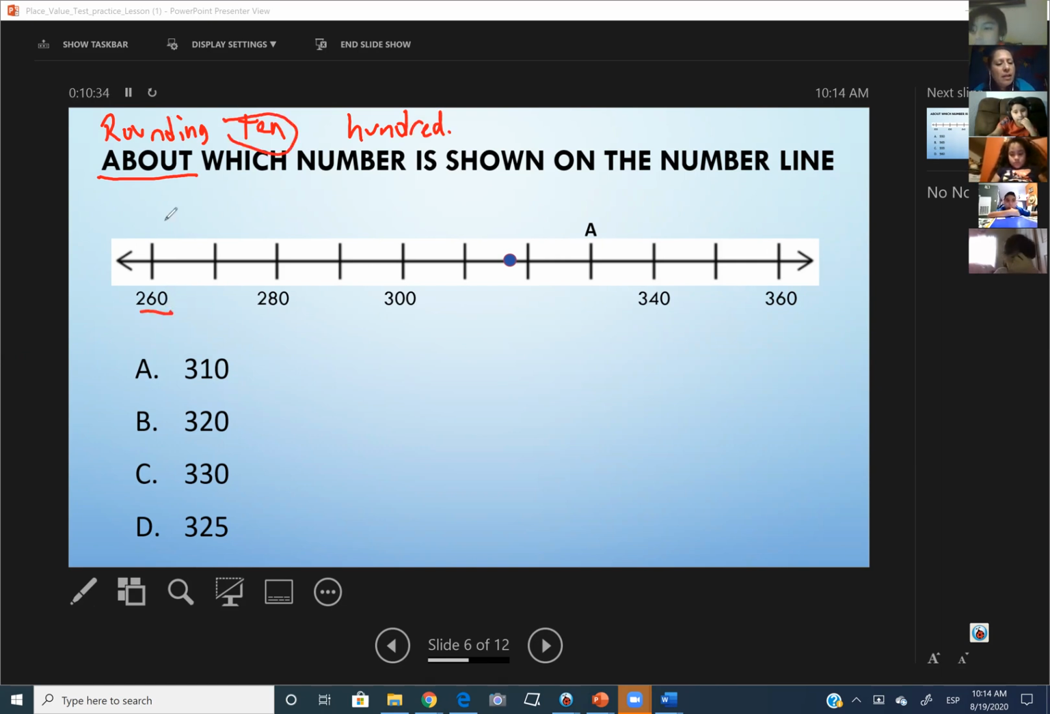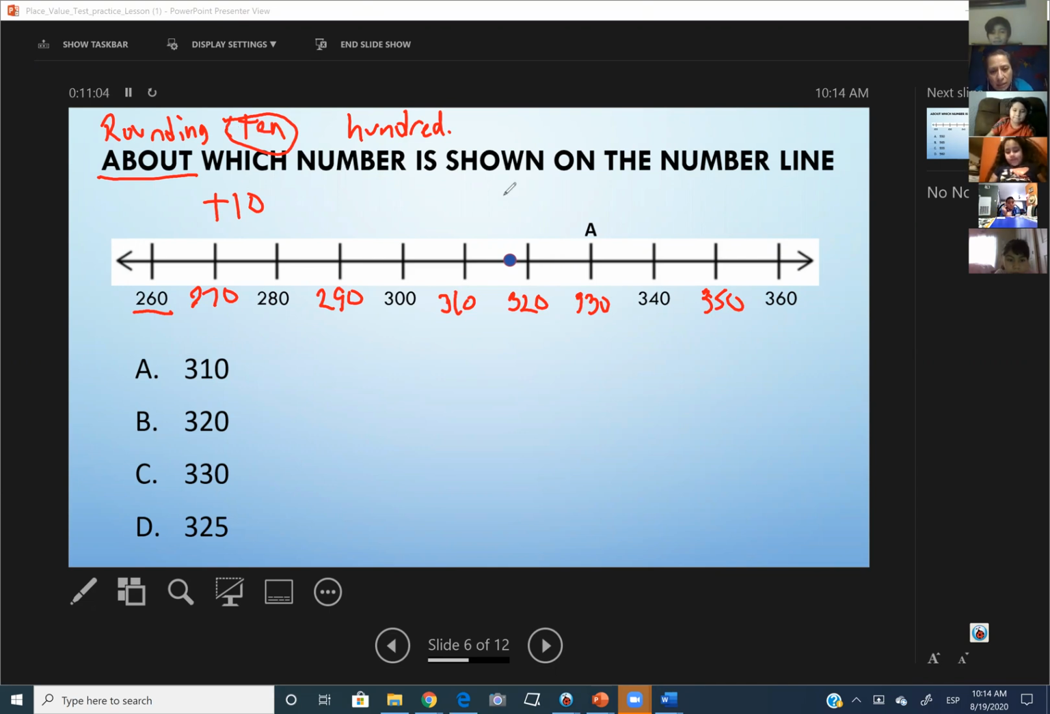So here's 260, then here goes 270, 280, 290, 300, 310, 320, 330, 340, 350, and 360. Remember, you have to find the pattern, and the pattern is counting by tens. So we're adding 10. So that means we have to round to the tens place.